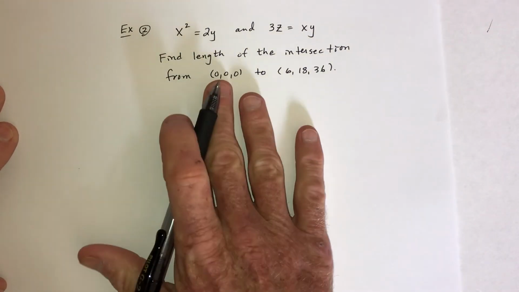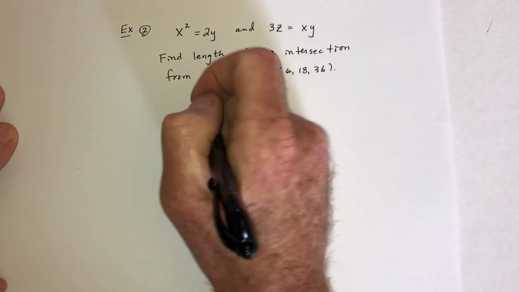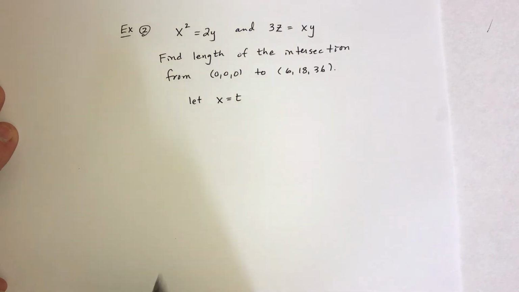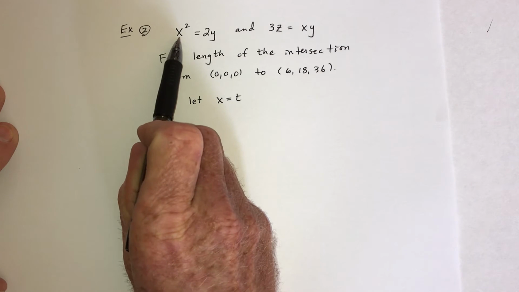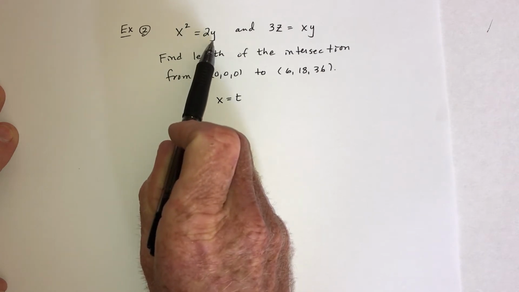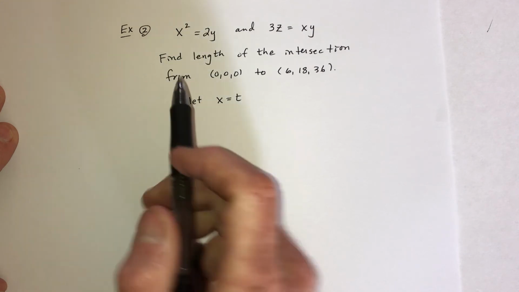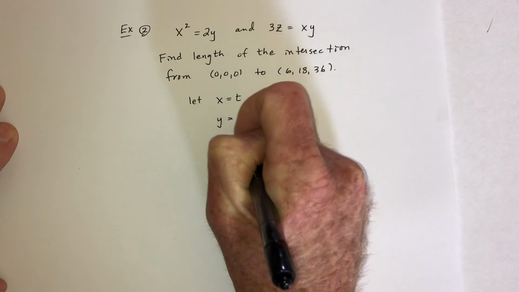So notice in here there is no t. So we need to introduce the parameter t ourselves. Let x equal t. That's it. Then substitute that in there and solve for y. So in other words, divide by 2. So this will be t squared and then divide by 2. So y is equal to t squared divided by 2.